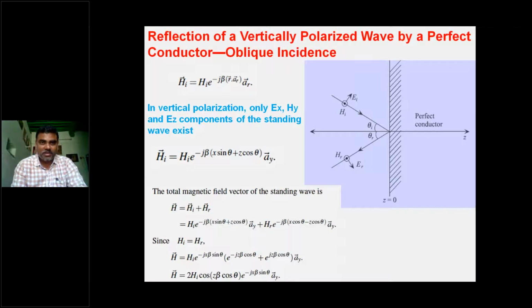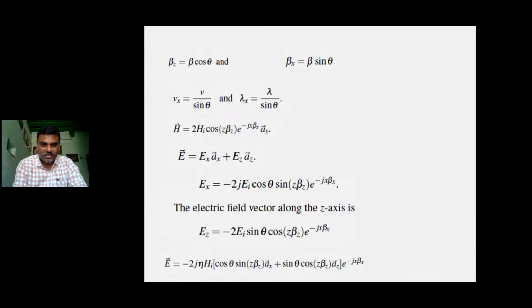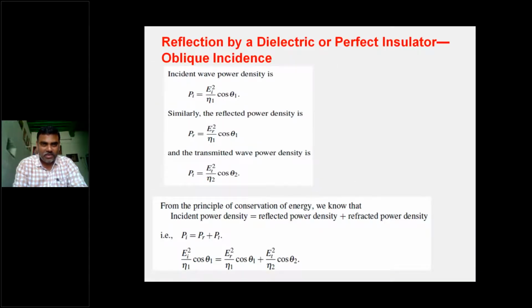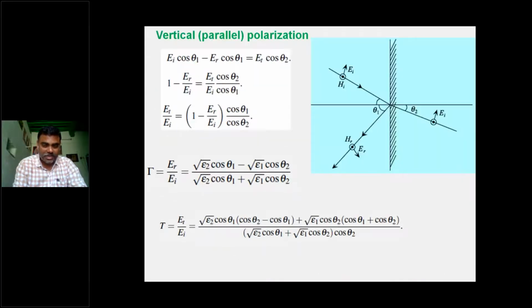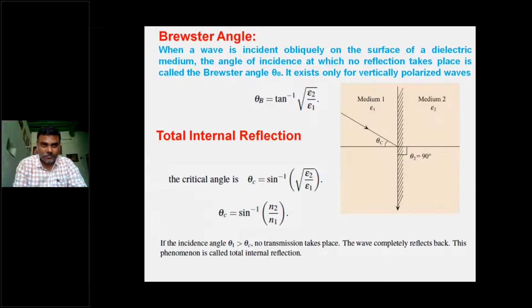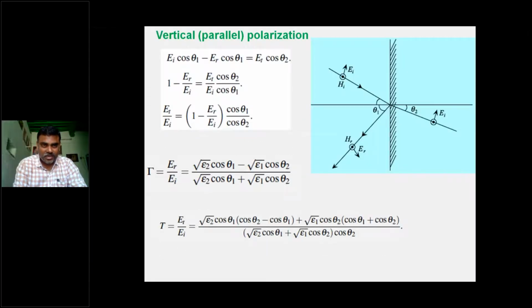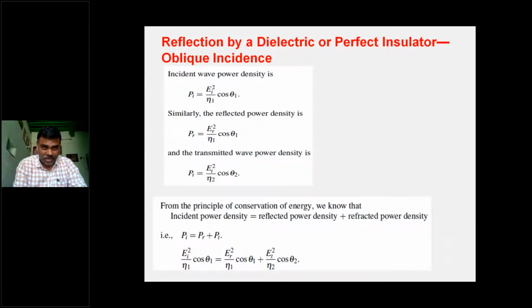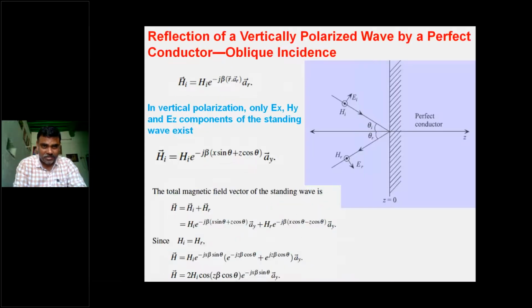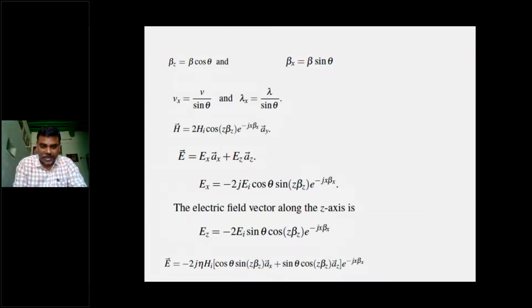And similarly the reflection of vertical polarization with oblique incidence. For the perfect dielectric case, with horizontal and vertical, all those reflection and transmission coefficient formulas are necessary to solve some problems. So these are the cases of oblique incidence: vertical or parallel, horizontal or perpendicular for the perfect dielectric case, and these are for the conducting media.